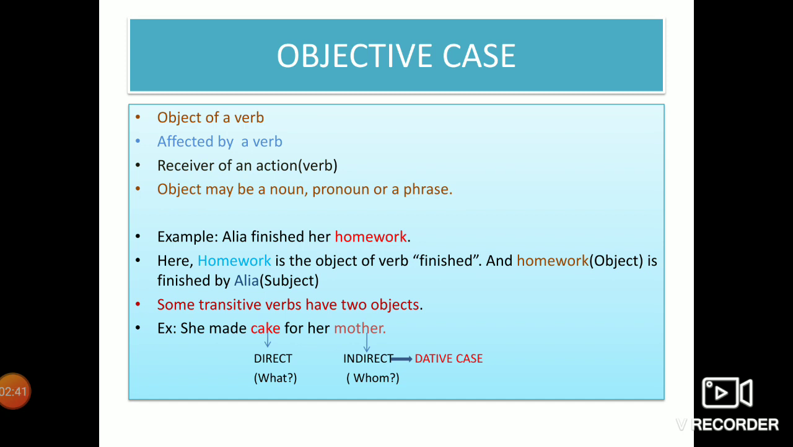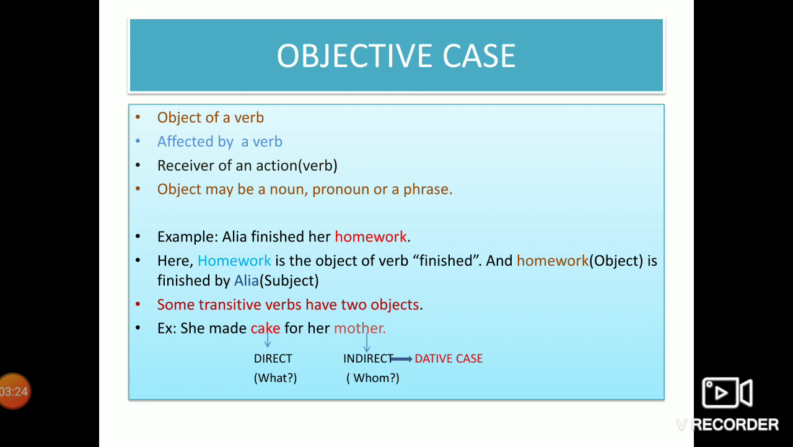Some transitive verbs have two objects: direct object and indirect object. You are having an example. She made cake for her mother. Here, cake is direct object and mother is indirect object. We can also identify direct object and indirect object in a sentence by asking a question like what or whom. Like what does she make? She made a cake. So here cake is giving the answer of the question what. It means it is direct object.